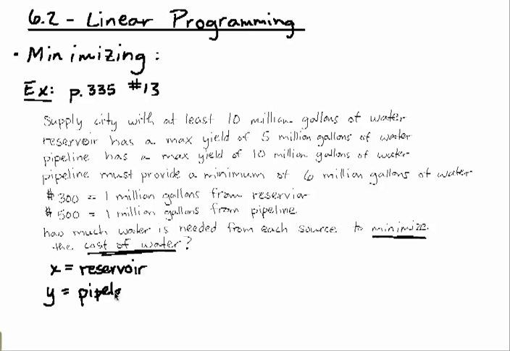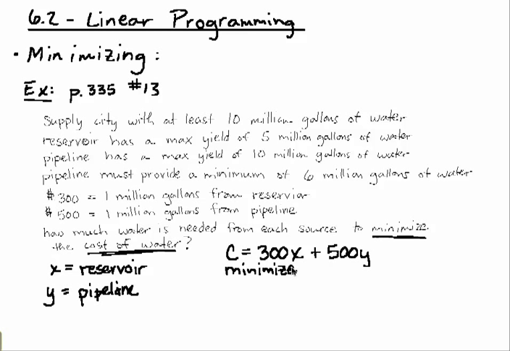So next, we need the equation for the cost of the water. And it costs $300 per 1 million gallons from the reservoir. And then it costs $500 for each 1 million gallons from the pipeline. And we're trying to minimize this. In order to minimize it, we need our system of linear inequalities.